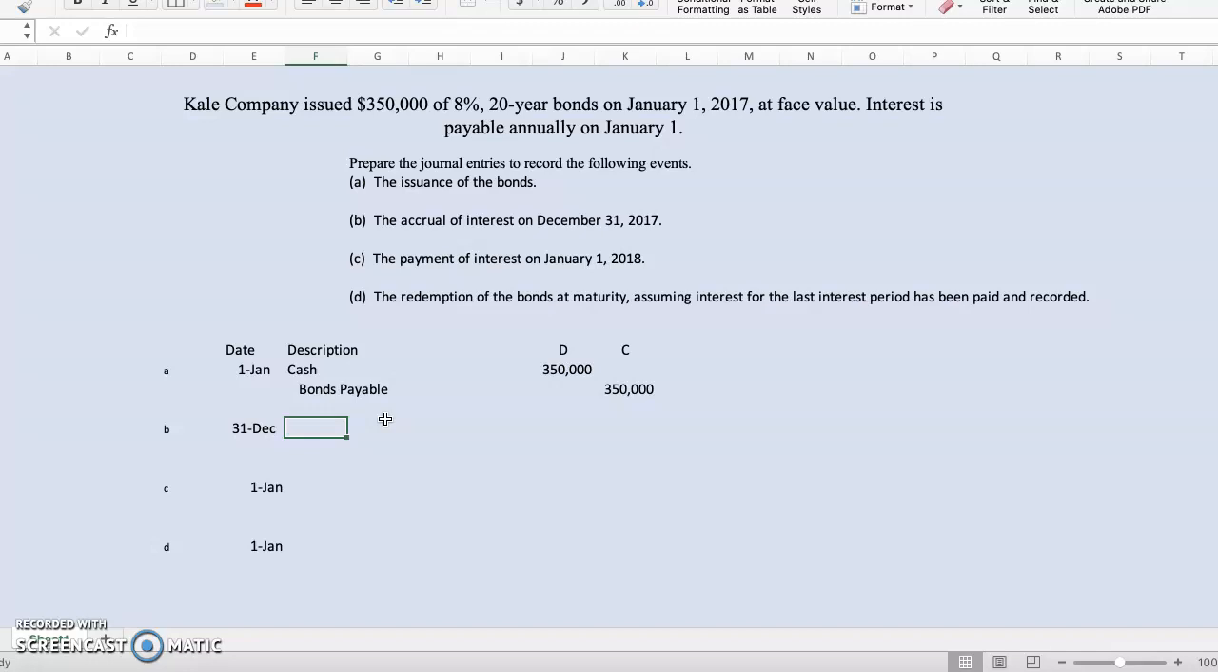All right, the next one we have is the accrual of interest on December 31st, 2017. So in order to journalize our accrual interest, we're going to debit our interest expense and we're going to credit interest payable. And we will do that.